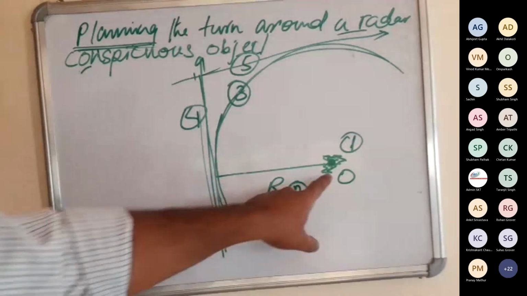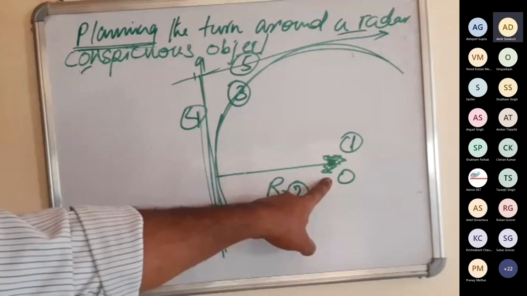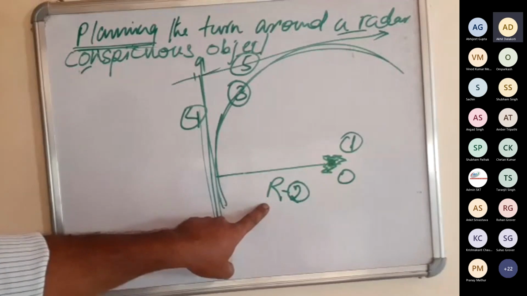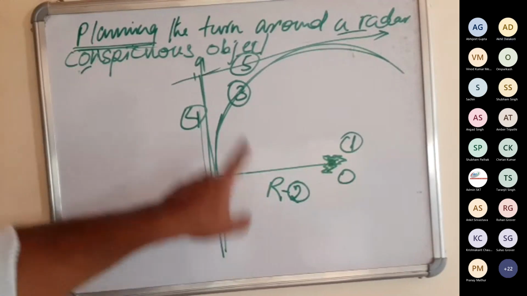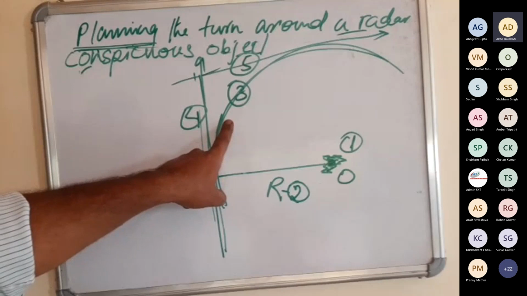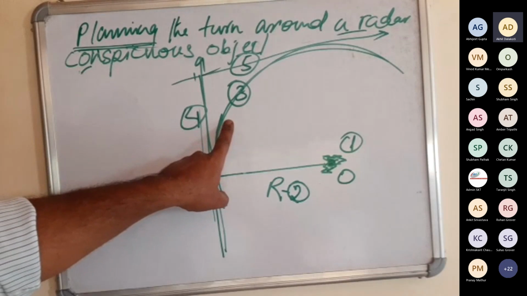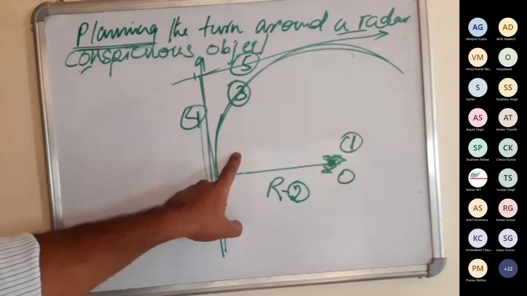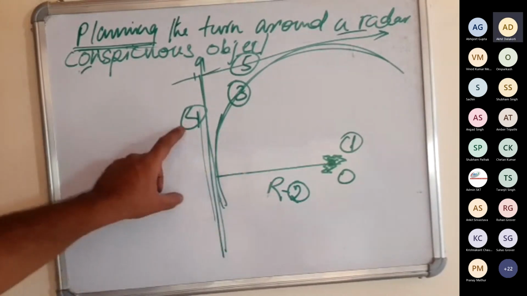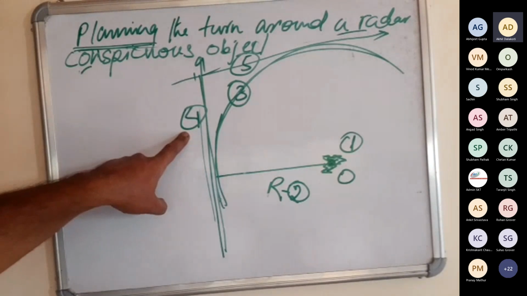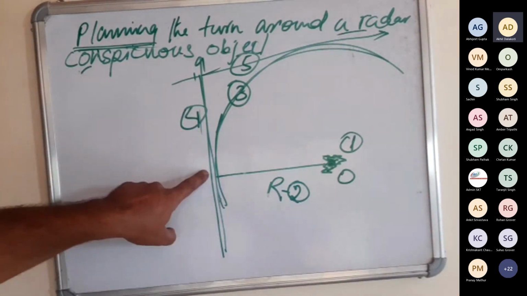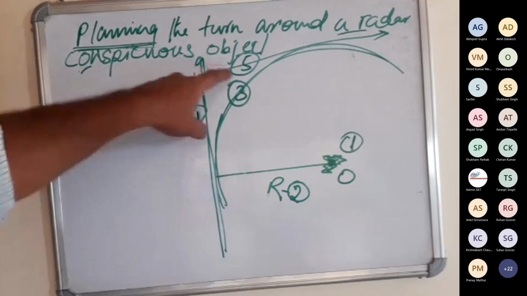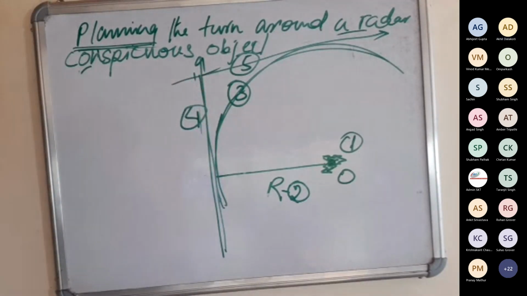What is the first step? Identify the object. Next, decide the radius. Number 3, keep the object as center and draw an arc of radius r. Then find the lines passing tangent to the circle. Draw the initial and final course. First initial, then final. Okay. So this is the simple method of doing it.